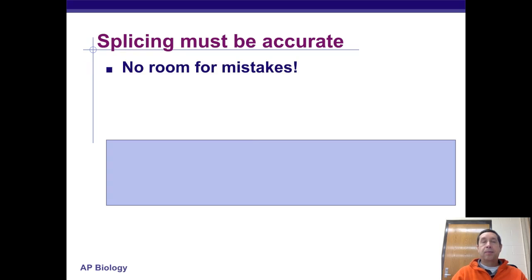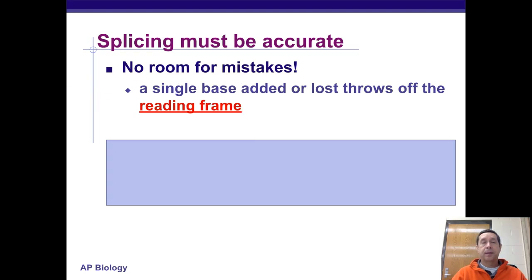So it's really important to splice properly, otherwise you're going to lose bits of coding or maybe have some parts that aren't supposed to be coded. So there's really not any room for mistakes. A single base lost or added in there can throw off the reading frame and affect the entire protein and oftentimes could result in a non-functional protein.